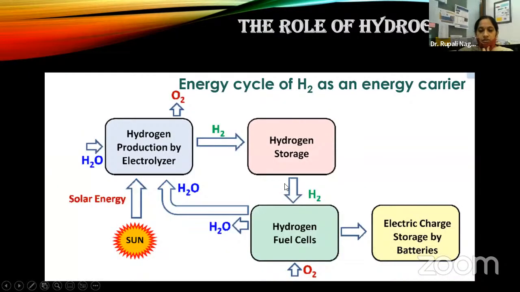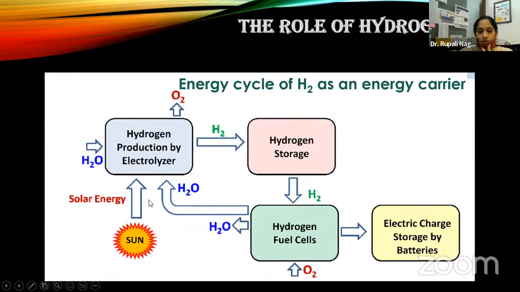So now we look at the role of hydrogen. Of course, it's a very good, excellent energy carrier. And how do we produce hydrogen? There are various ways of producing hydrogen. Presently, a lot of research thrust is going into electrolyzing hydrogen from water.